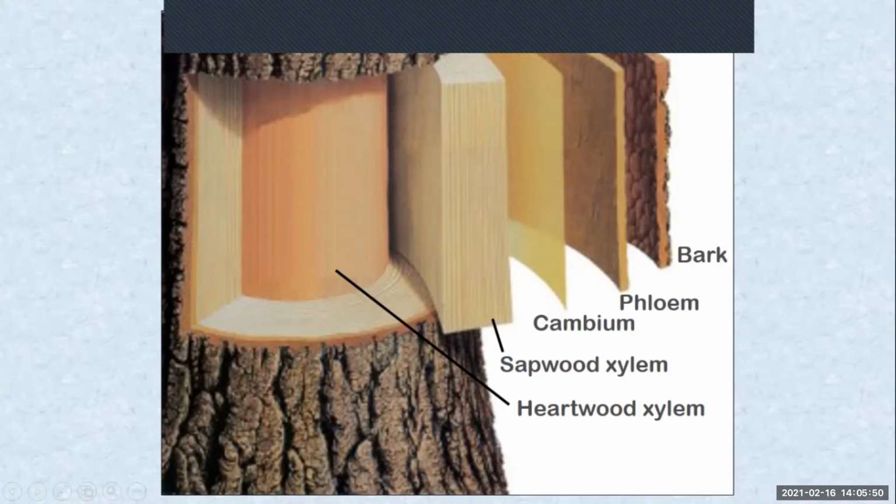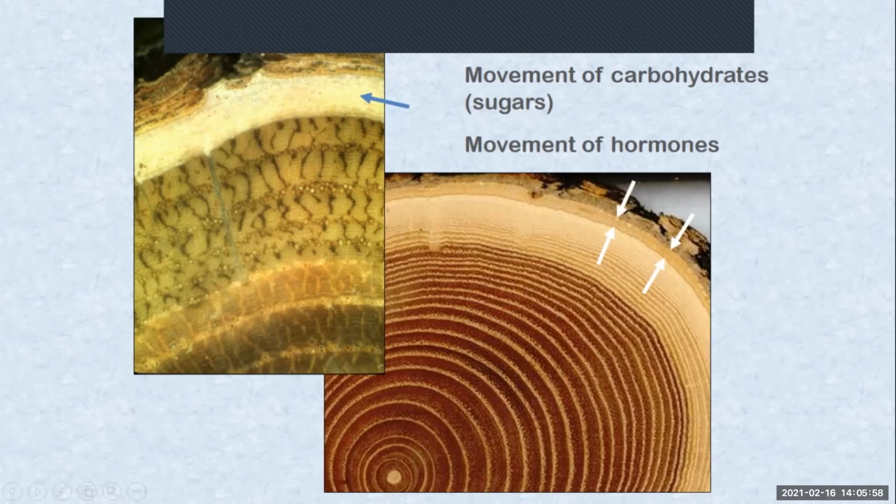All right. So going back to cambium, phloem, bark, xylem, we're going to take a look at the phloem first. The function of phloem is the movement of carbohydrates or sugars, and also the movement of hormones. That phloem tissue is right underneath the bark. This would be the cambium area right in here, and then all of this would be considered xylem. And over here we have phloem tissue right in here. It's underneath the bark, and here all of this would be your xylem tissue.